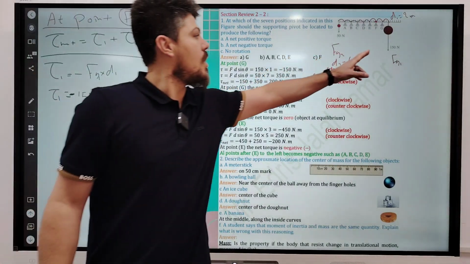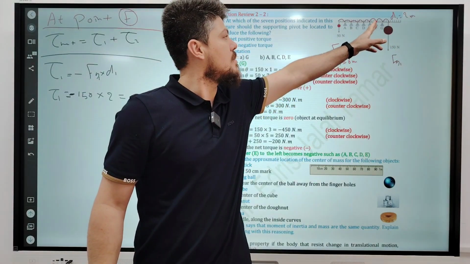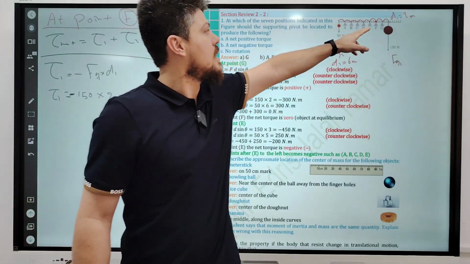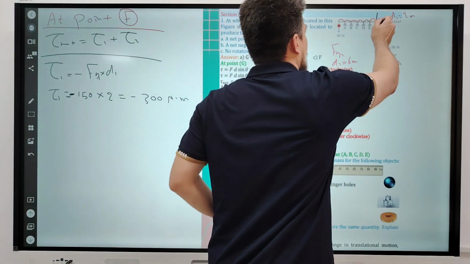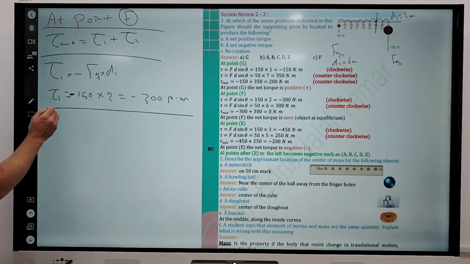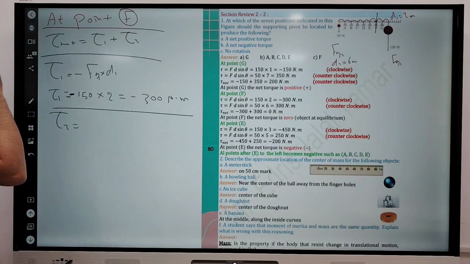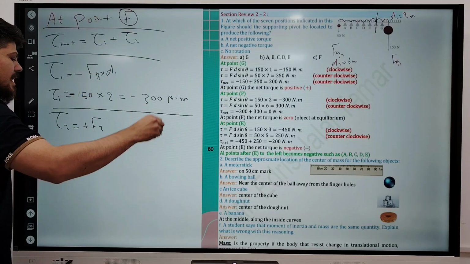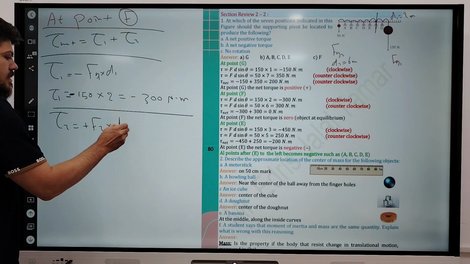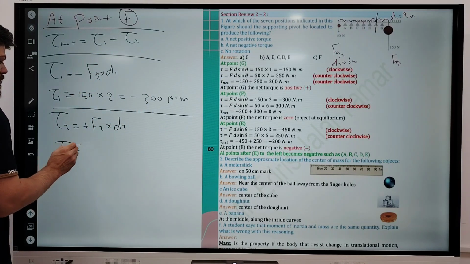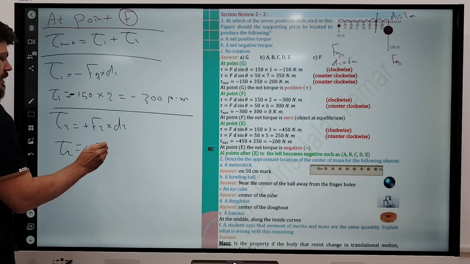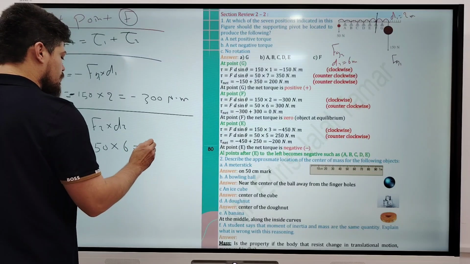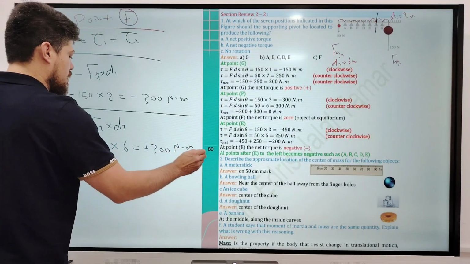What is this? This is the torque of 150 Newton when the pivot is located at F. When the balancing or the pivot or the axis of rotation is located at which point? At F. Okay. So what about the second torque? The torque of 50 newtons is equal to positive. Why positive? Because it is counterclockwise. F2 times D2. Torque number 2 is equal to F2 50 times D2, 6 meter, as I mentioned before, is equal to positive 300 Newton meter.